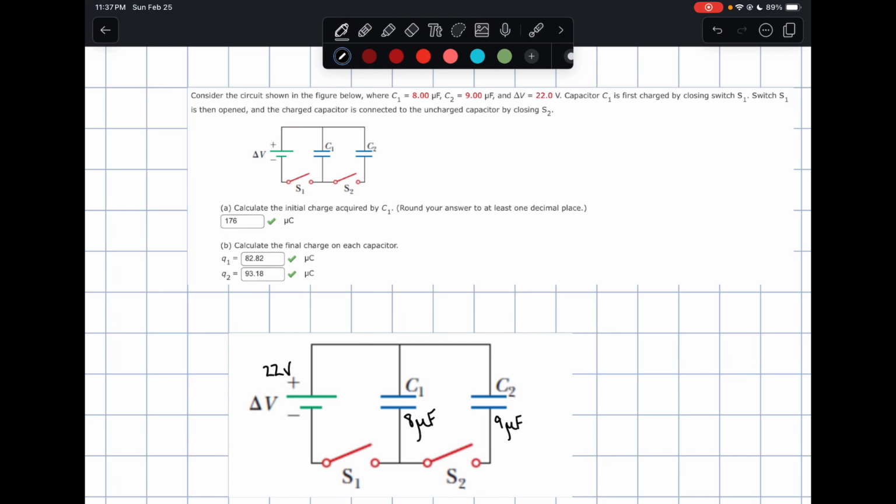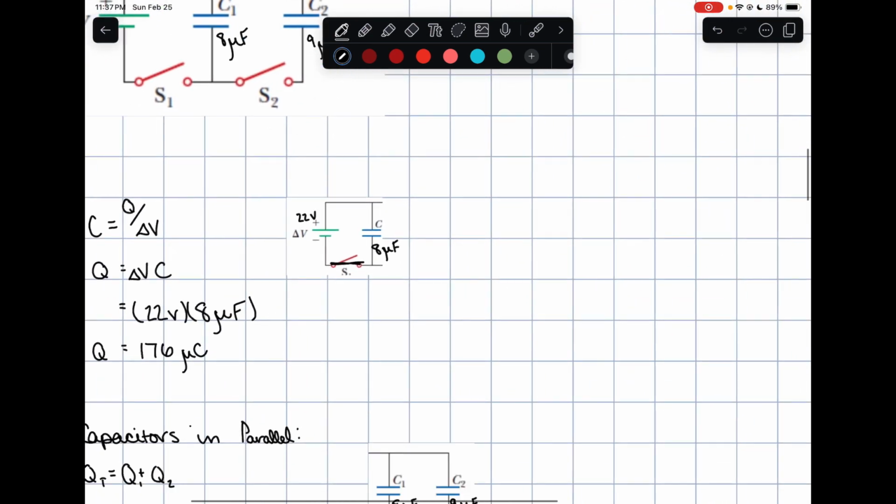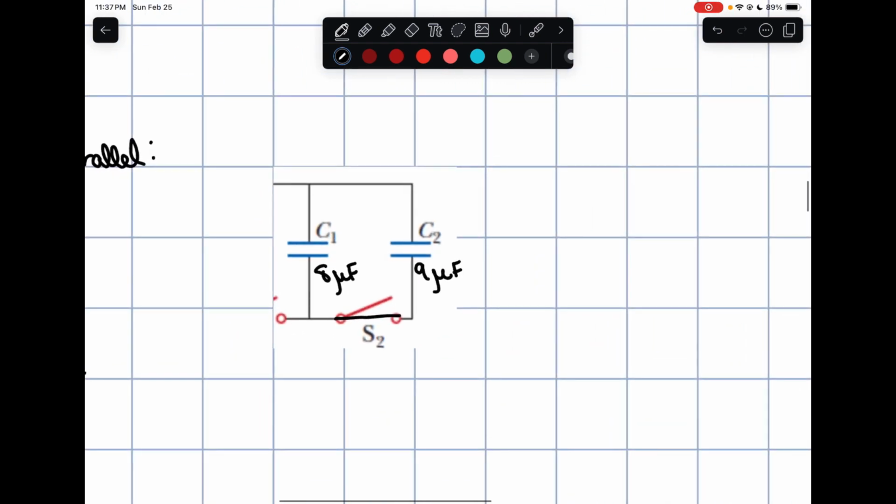Calculate the final charge on each capacitor. This is a rather involved problem, so let's first take a look at our setup. We're no longer worried about the battery, but now instead the two capacitors connected in parallel by the closed switch number 2. C1 is still 8 microfarads and C2 is still 9 microfarads. To solve this problem, we're going to need to look at a few rules of capacitors in parallel.